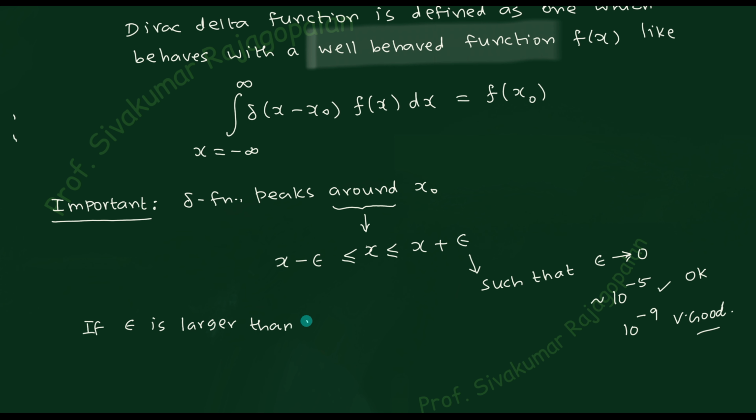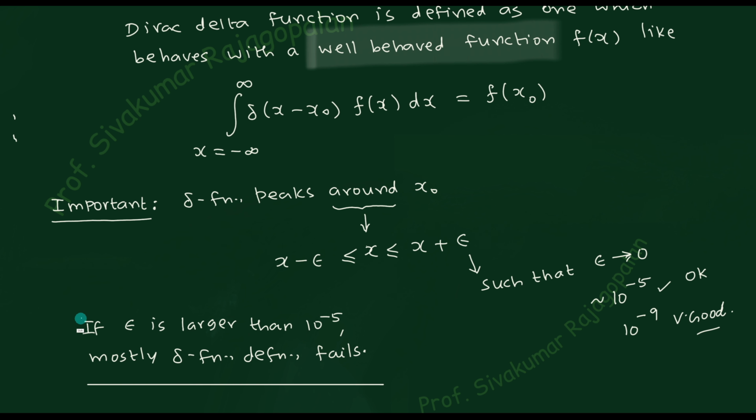If epsilon is larger than 10 to the power of minus 5, in such cases the definition for the Dirac delta function generally fails, or you should not use it. Provided that we have a highly sharp peak, only then is this fine. If you have a broad peak, like a Gaussian function, it is not.